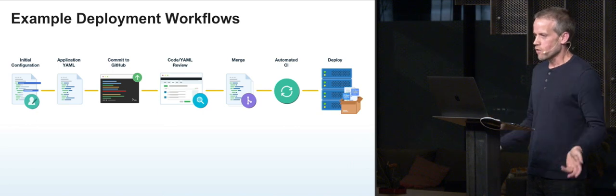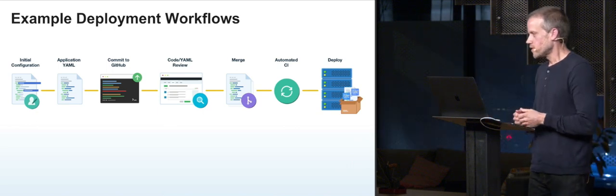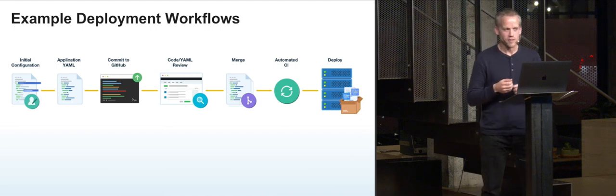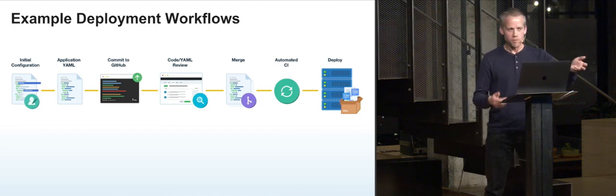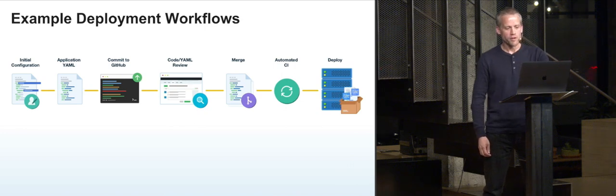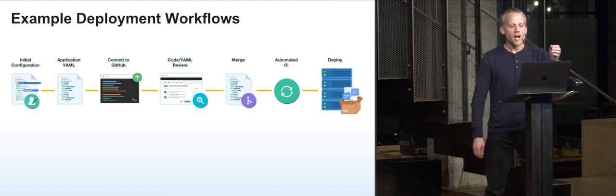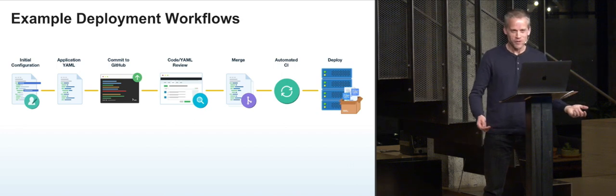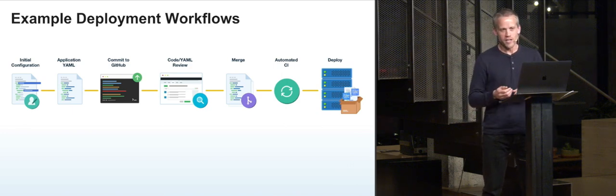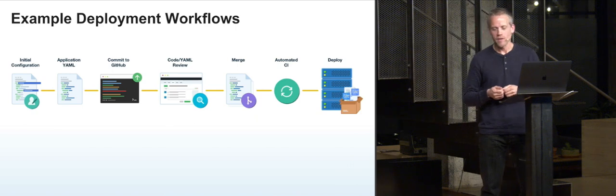So like a normal workflow that you would use to deploy your own software. If you're writing your software and deploying it to Kubernetes yourself, you would have a developer who's writing the initial configuration. And they make that application YAML. They're going to commit it to GitHub, hopefully, or some SCM. And then you're going to do a code review. Somebody else on the team is going to look at the YAML, sign off, check it, say it looks good to me. That'll get merged in. A CI process is going to pick that up, and it's going to deploy.